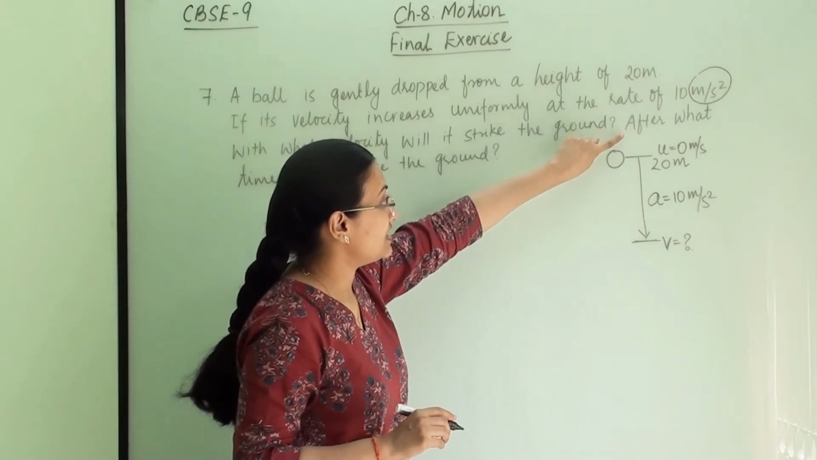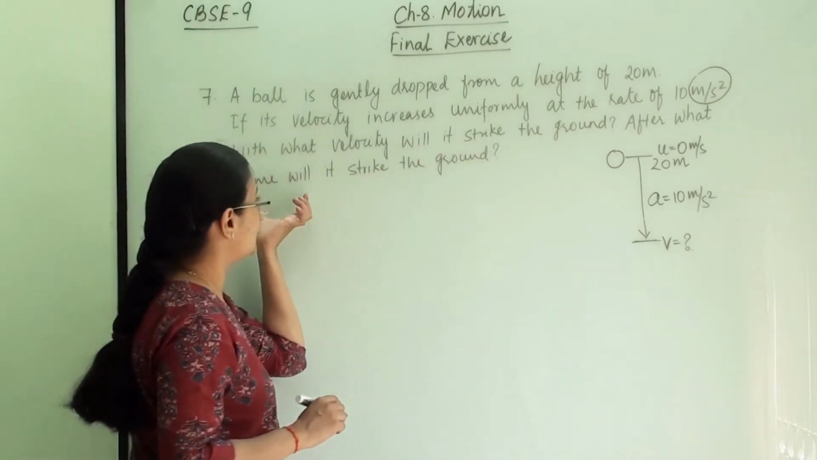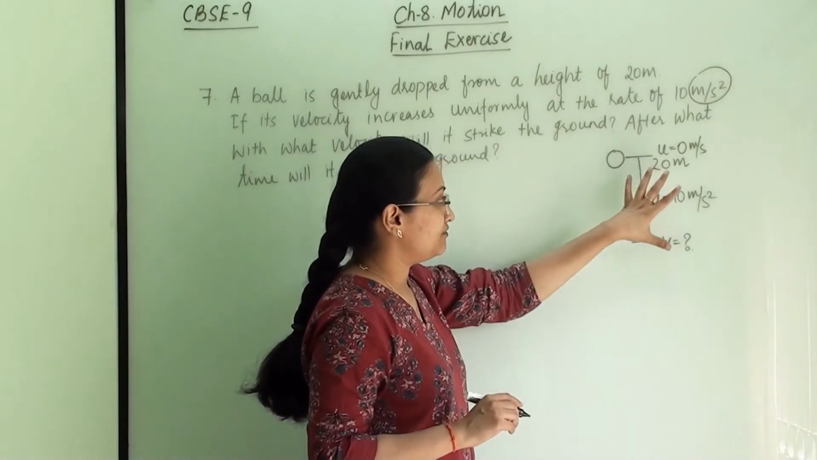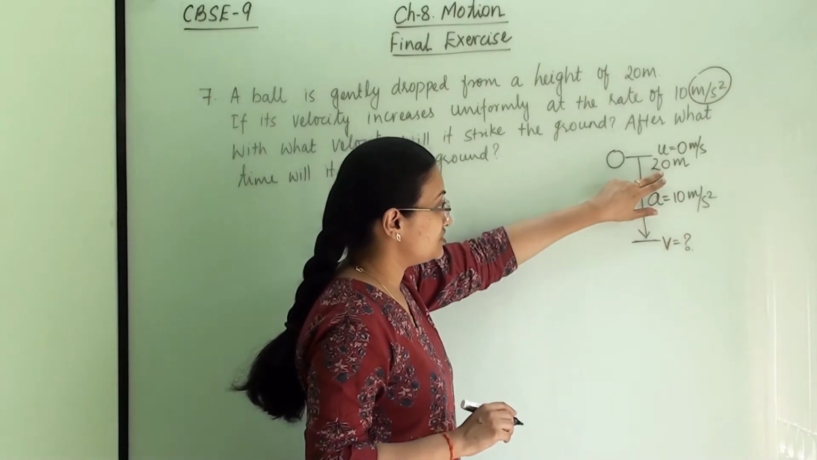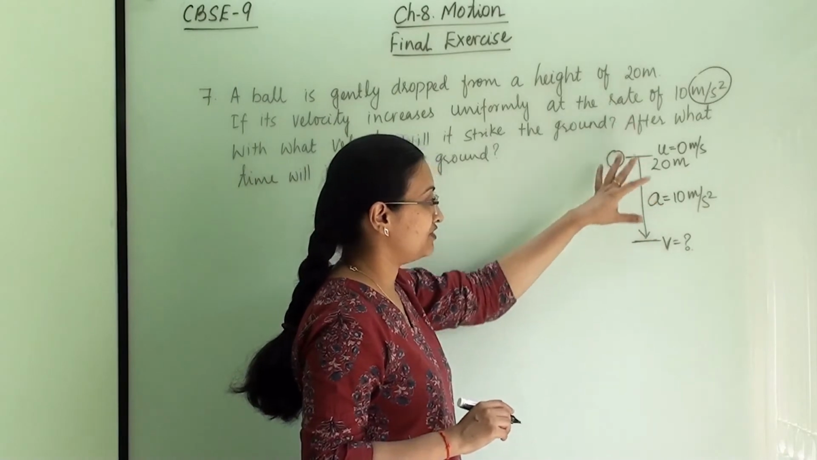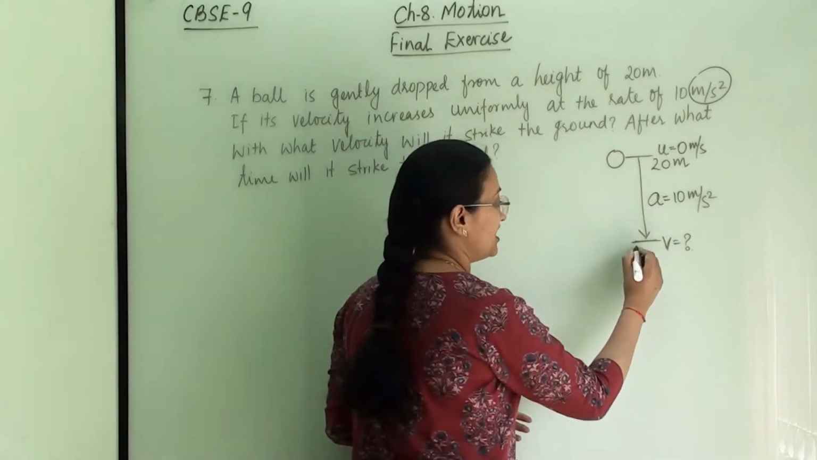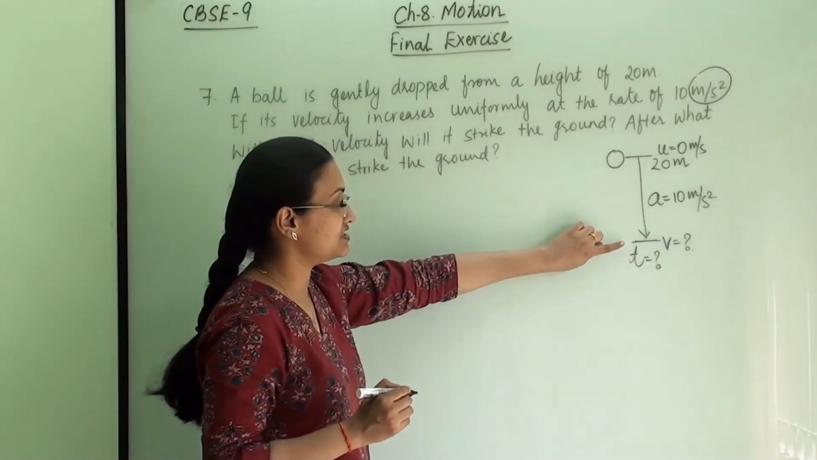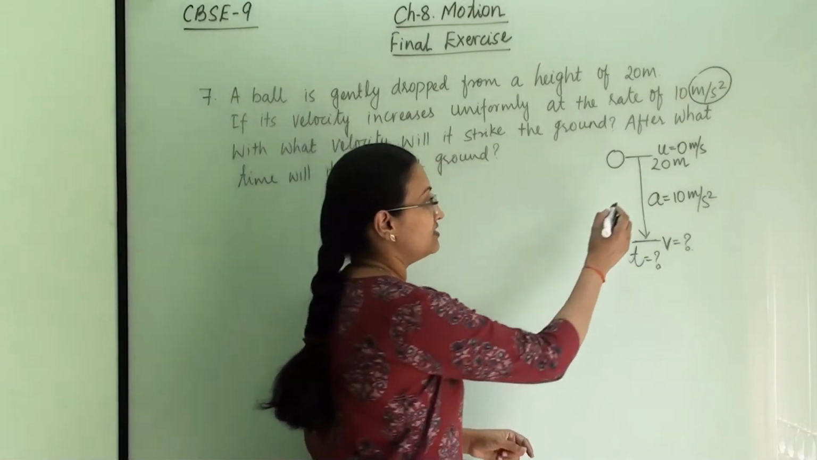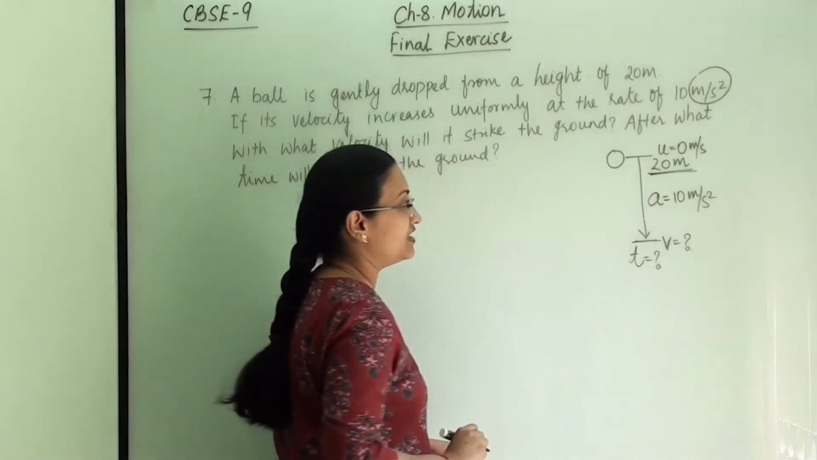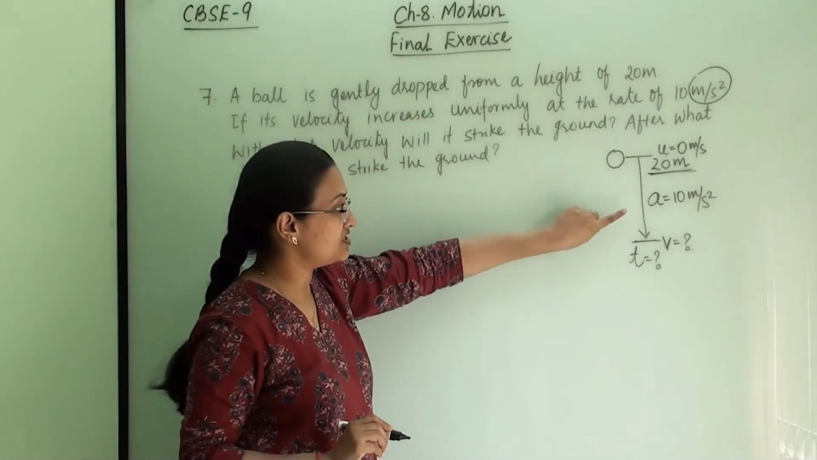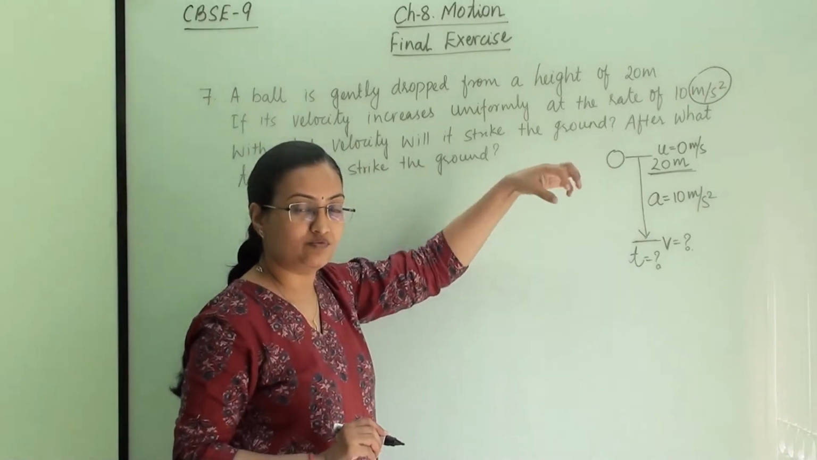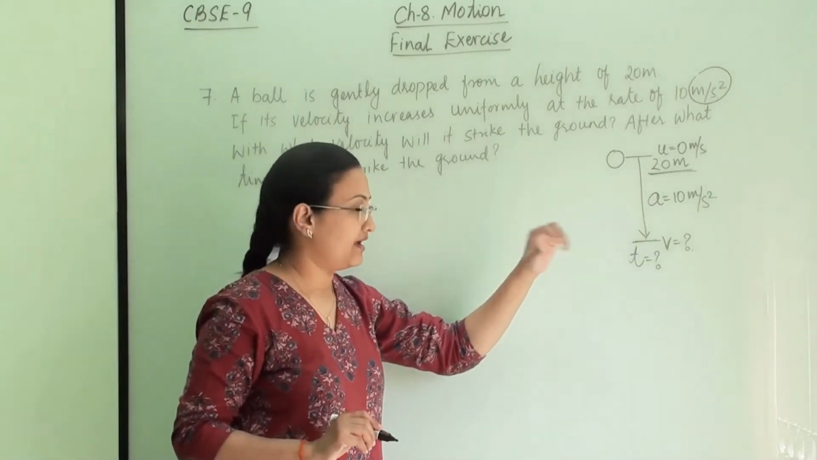And what they are saying is that after what time it will strike the ground. So if with this velocity, this distance and this acceleration it strikes the ground, how much time will it require to reach this distance? They have already given us the distance, that 20 meter height. 20 meter height means this is the distance. This ball is traveling 20 meter when we are dropping it from the hand.